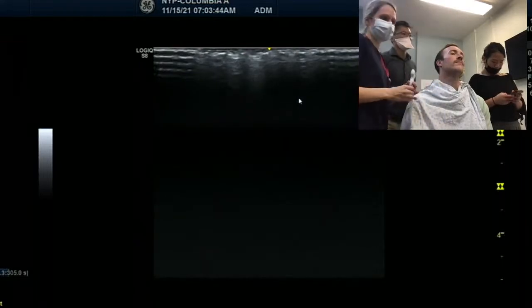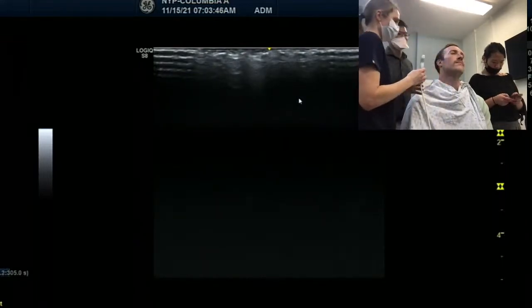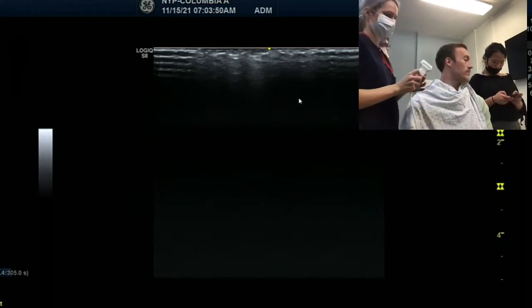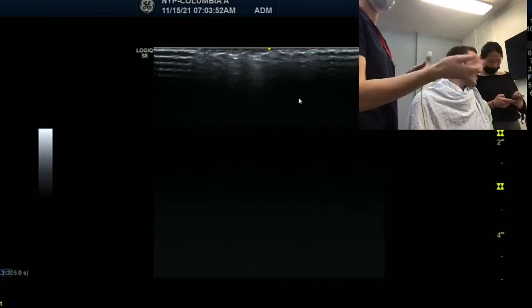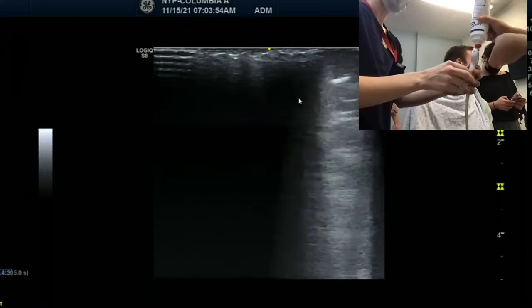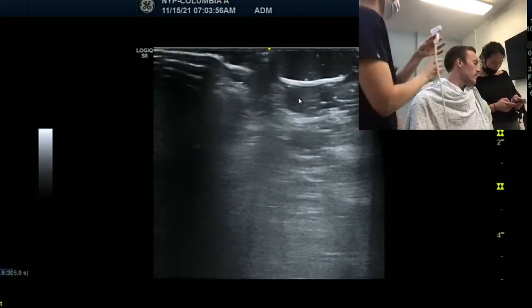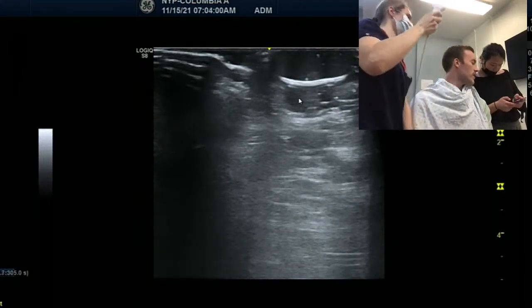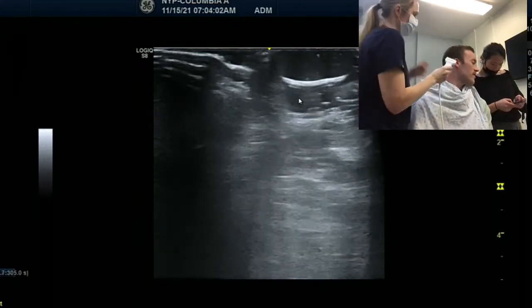Should we go to the parotid? Let's do that. Yeah. Can I have the gel? And then I want you to do parotid and masseter. Okay. And maybe use the hockey stick.